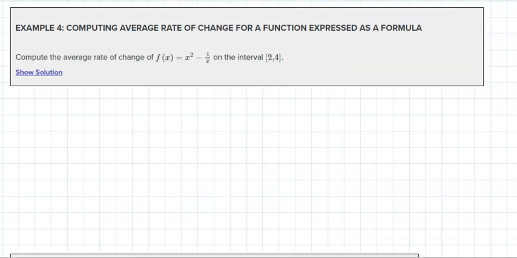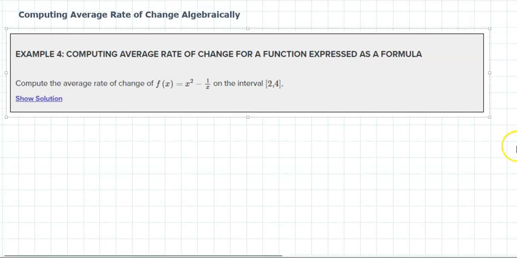Okay, in this next example, we are looking at how to find the rate of change algebraically. So this is our third way. First it was from a table, then it was from a graph, and now it's algebraically. Okay, so no picture, no table. We just have the equation.